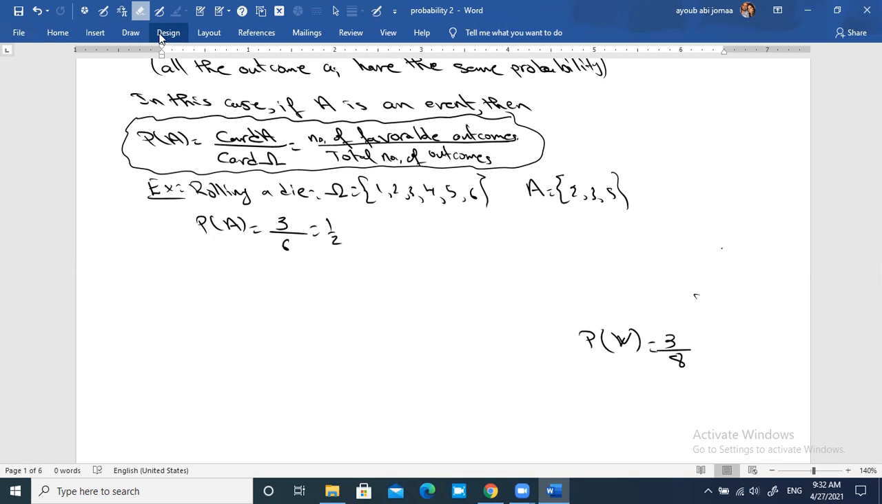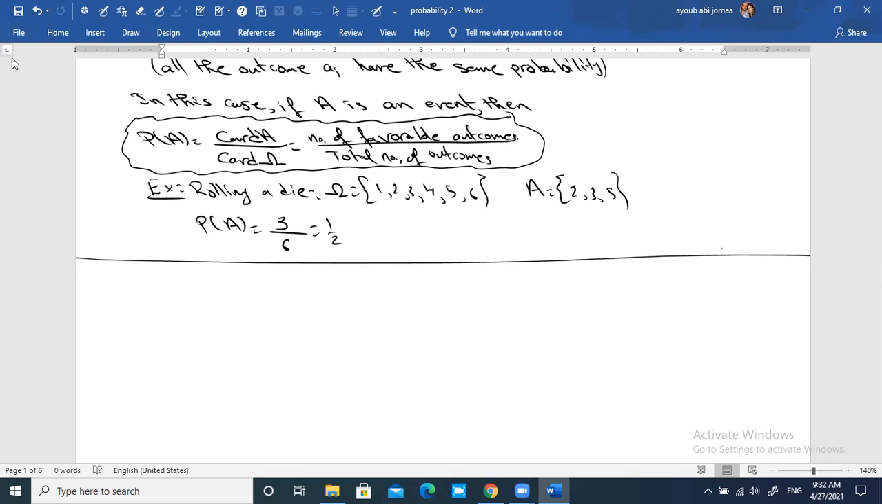Properties. Now for the properties. The properties are on the operations on events: the complement, union and the intersection. The first property.